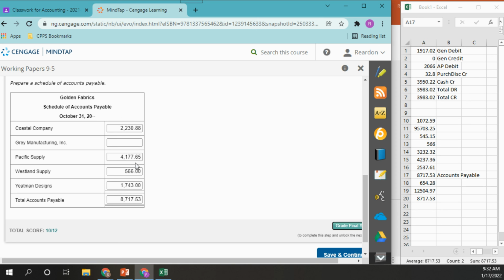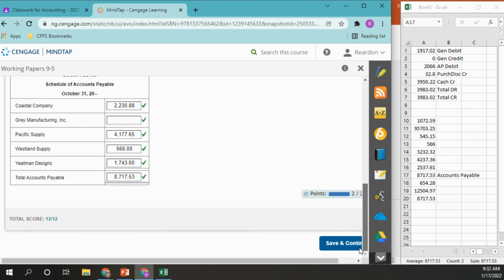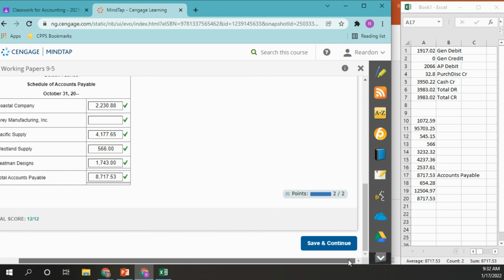Like I said, with our accounts payable account, we had a manual subsidiary ledger that rolled up and tied to a computerized balance in our general ledger. Okay, great final step. Bam. Looks good. We are done.